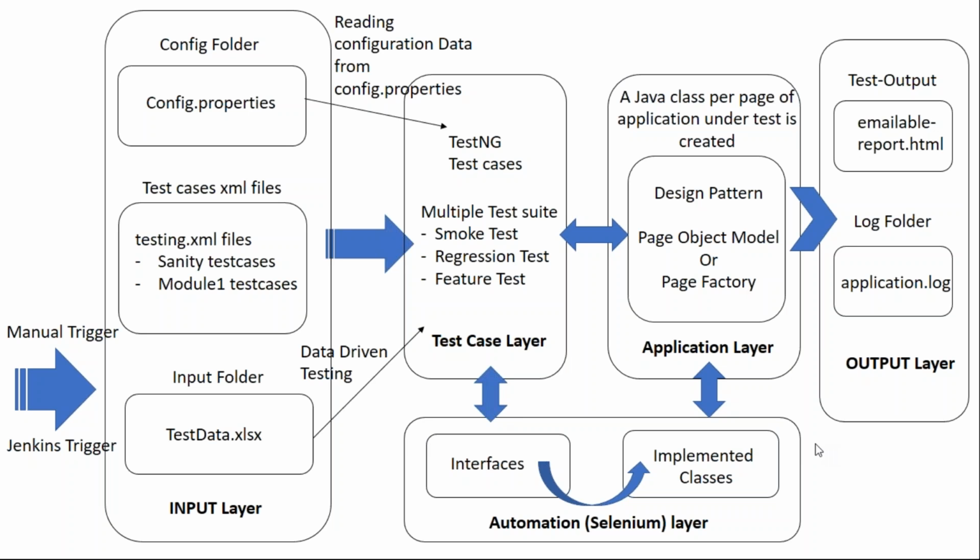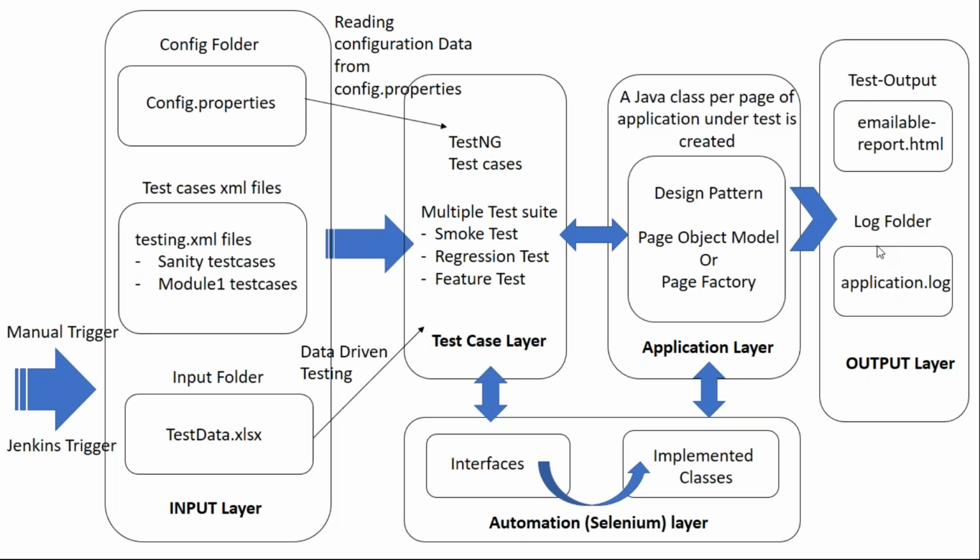Okay, then we have an automation layer which is the Selenium layer, where we have written all the possible methods in Selenium. The methods are like this: they have an interface first, then all those methods which are defined in the interface are implemented in the respective classes. Okay, and the methods which are written here are used at both levels. A few of the methods are used at test case level, and most of the methods are used at the application layer also.